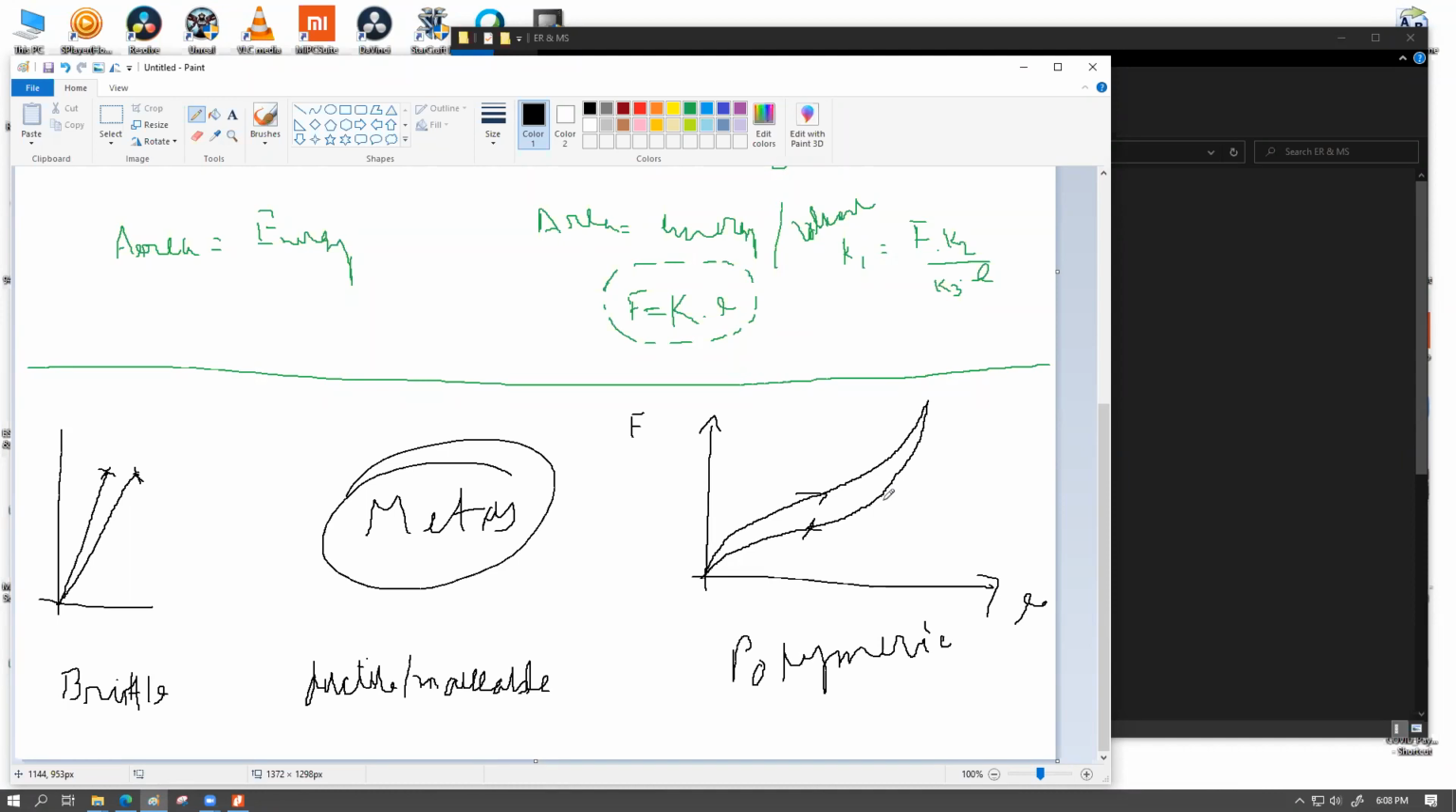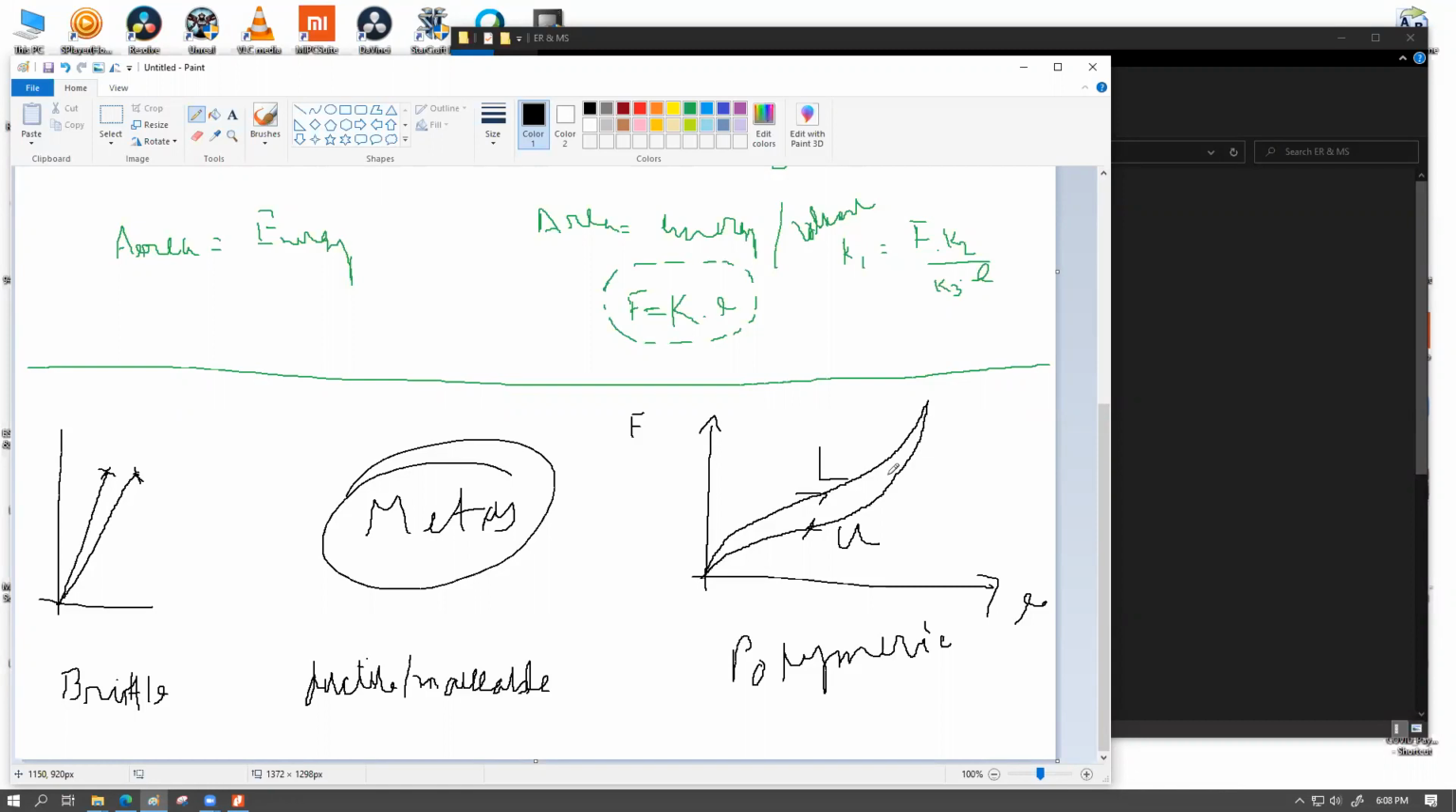So for every cycle of loading and unloading, while loading, the object would store the area under the loading curve. This is the loading curve. Then when unloading, it will give up the area under the unloading curve. So the amount of energy, that is the difference of these two areas, which is basically the area of the slice, would be stored within the material after every cycle. So that's how the polymeric substances would behave.